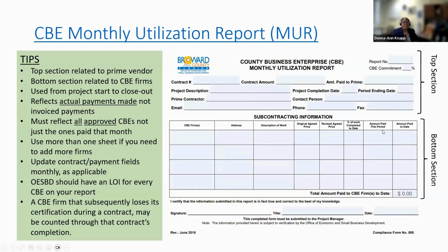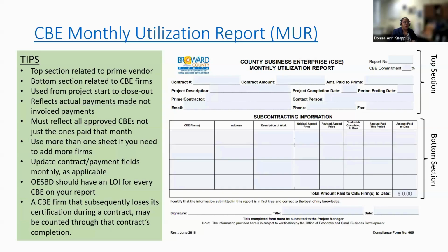The amount paid this period is a snapshot of the dollars paid in the specific month. So if you have a sub and you paid them $100 in January, this dollar amount will say $100. If you paid them $200 in February, this dollar amount will say $200 when you submit the February report. The amount paid to date is similar to that of the amount paid to the prime. It's cumulative, it's a running tally. So in the month of January, amount paid this period is 100, amount paid to date is 100. In the month of February, remember we paid $200, the amount paid to date would say $300. So that's pretty much a breakdown of the fields in the form.